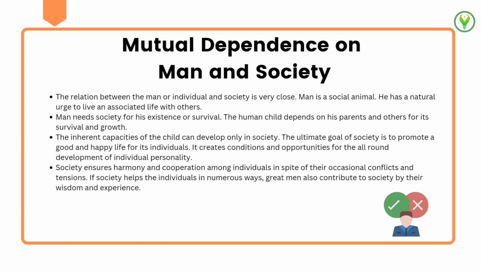The ultimate goal of society is to promote a good and happy life for its individuals. It creates conditions and opportunities for the all-round development of individual personality. Society ensures harmony and cooperation among individuals in spite of their occasional conflicts and tensions. If society helps the individuals in numerous ways, great men also contribute to society by their wisdom and experience. Thus, society and individuals are bound by an intimate and harmonious bond, and the conflicts between the two are apparent and momentary. In a well-ordered society, there would be lasting harmony between the two.